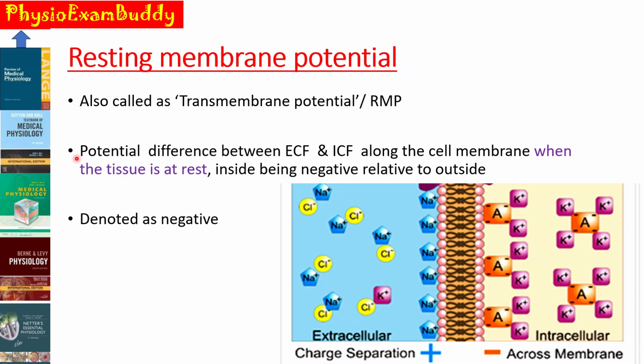Next is about the definition of the resting membrane potential. That is, it is the potential difference between the extracellular fluid as well as intracellular fluid along the cell membrane when the tissue is at rest, with the inside being negative relative to the outside. So that is the definition of the resting membrane potential, and it is usually denoted as negative.